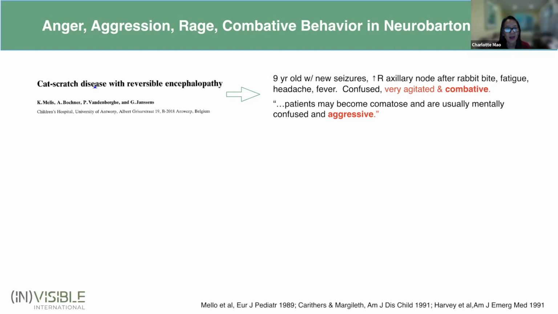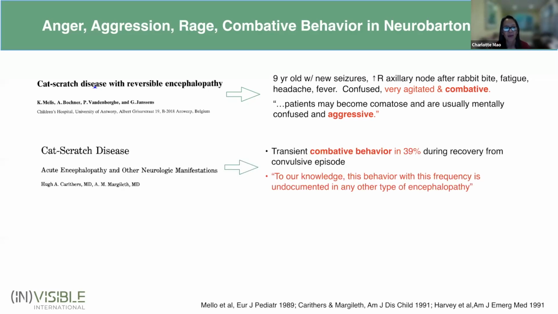I wanted to comment a bit on the anger, aggression, rage, and combative behavior in Bartonellosis, because that is a common symptom that can also be seen in PANDAS PANS patients. And this was something that was described in a number of reports of encephalopathy associated with cat scratch disease. So here you can see descriptions of very agitated, combative, and aggressive patients with cat scratch disease encephalopathy.